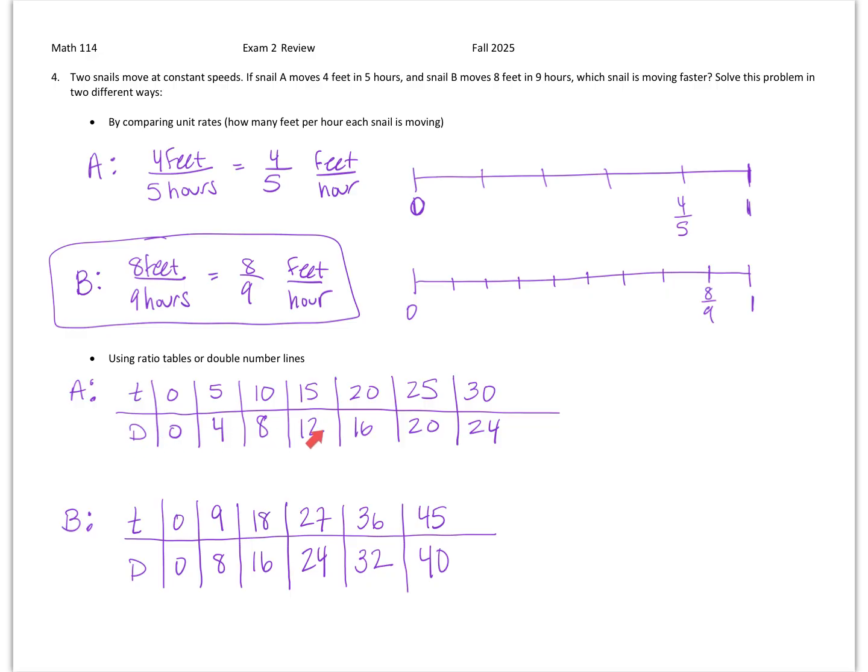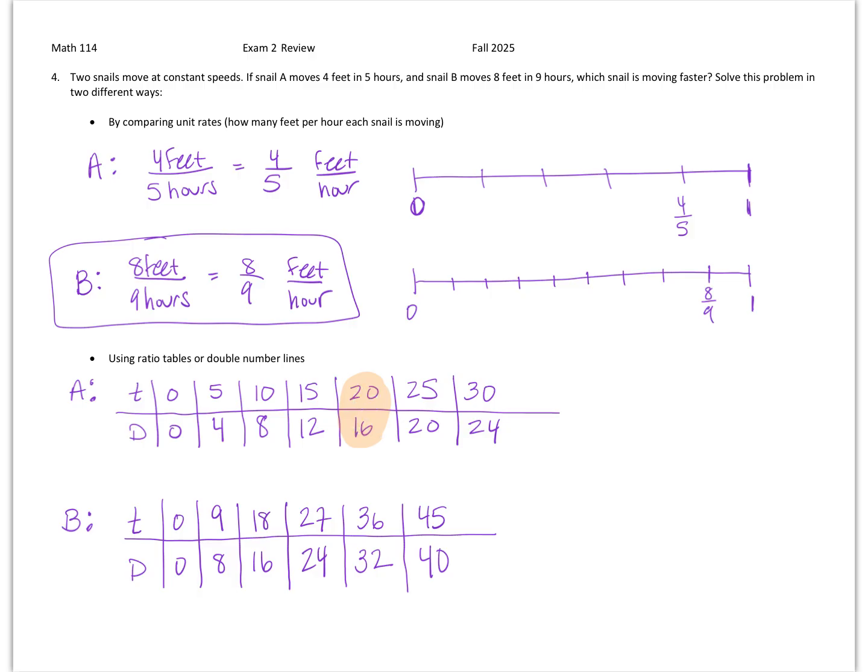Or I could look for a common distance. Okay, if I look for a common distance, then I can look and say, okay, which snail went that distance in a shorter amount of time? Then that's the snail moving faster. So they do have a common distance of 16 feet already listed in the tables. So let's look at that.